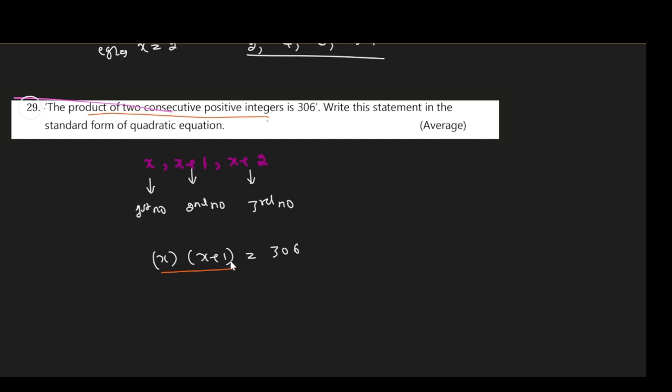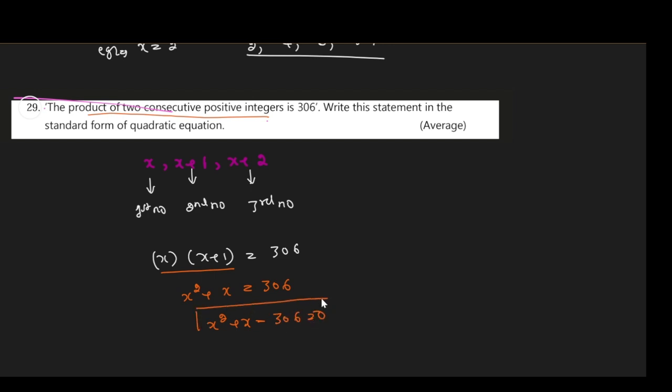In case they would have asked even positive integers, then the product x into x plus 2 would be there, right? Okay, we will take that problem also. Now write this statement in standard form of quadratic equation. That means we have to simplify this and keep it in ax square plus bx plus c format, right? So the answer is x square plus x minus 306.